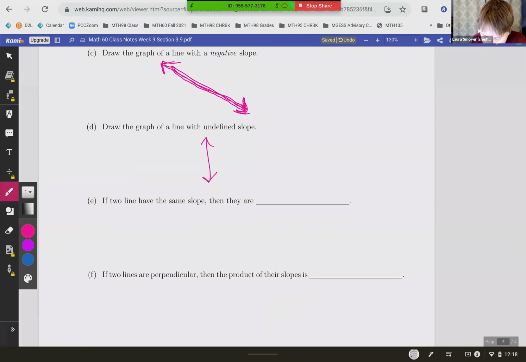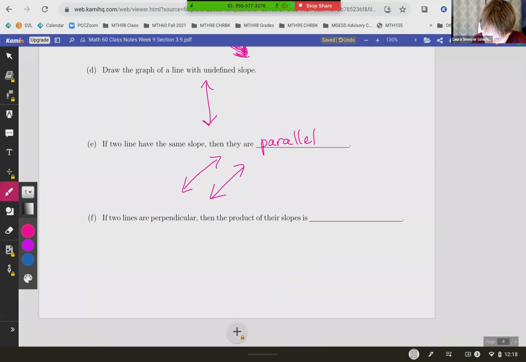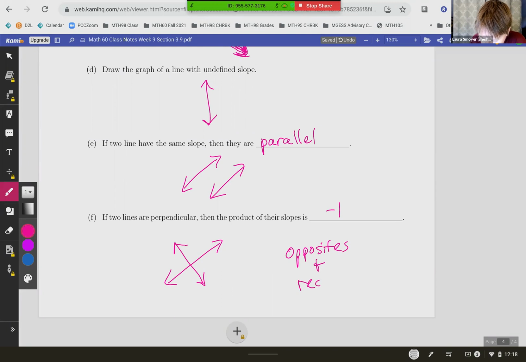If two lines have the same exact slope, they are parallel. They are tilting in the same direction. If two lines are perpendicular, the product of their slopes will be -1. Another way to think about that is they will be both opposites and reciprocals, perfect inverses of each other.